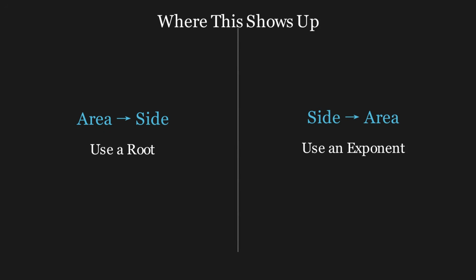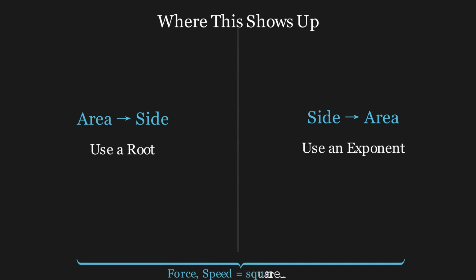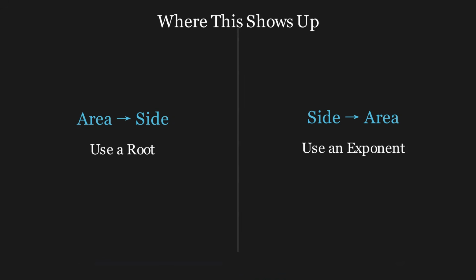This relationship shows up all over the ASVAB math knowledge section. Anytime a problem hands you an area or a total and asks for a side length, or hands you a length and asks for an area, you're using exponents and roots as two directions of the same operation. You'll also run into it in questions dressed up with physics language, like force or speed, wherever squared units show up.